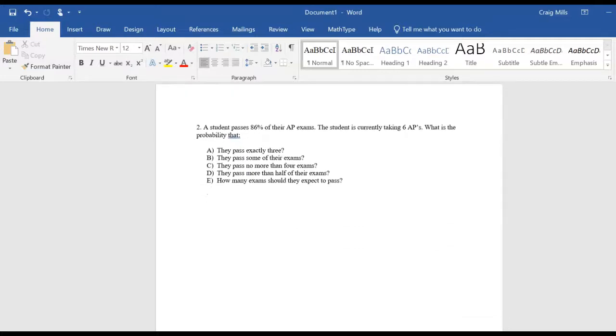So what I want you to do here, go through this scenario, figure out if this is geometric or binomial. Once you figure that out, pause the video and work through parts A through E, and then come back and I will go over it.